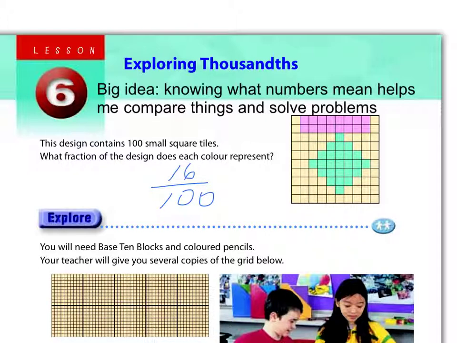We're going to look at this now as out of thousands. So what that means is this little square actually has 10 little squares in it, which would make this now out of 1,000. So again, it's taking that same amount and dividing it differently.